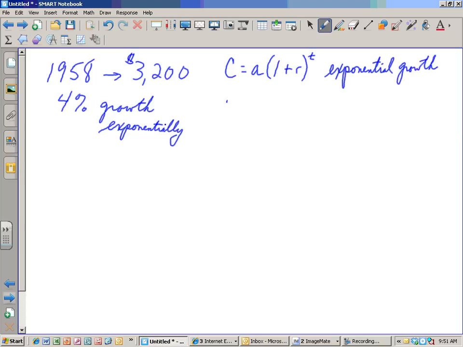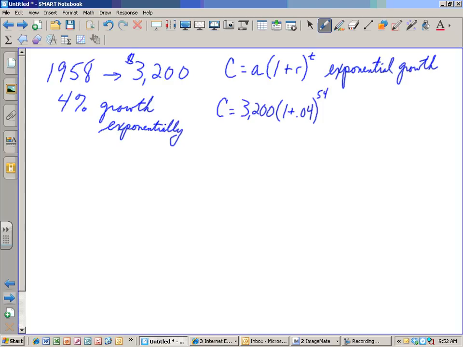Okay. So the cost, A is going to be what it cost originally, $3,200 times 1, and we're going to say it grows at 4%. Well, what is 4%? I can't write 4%. I have to write that as a decimal. What is it? 0.04. All right. Raised to, how many years has it been? 54 years. This is probably not true because I think that's going to be a lot of money.